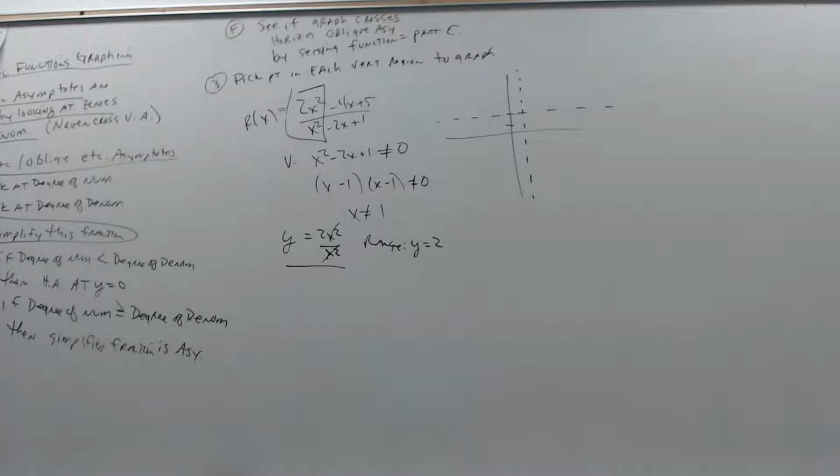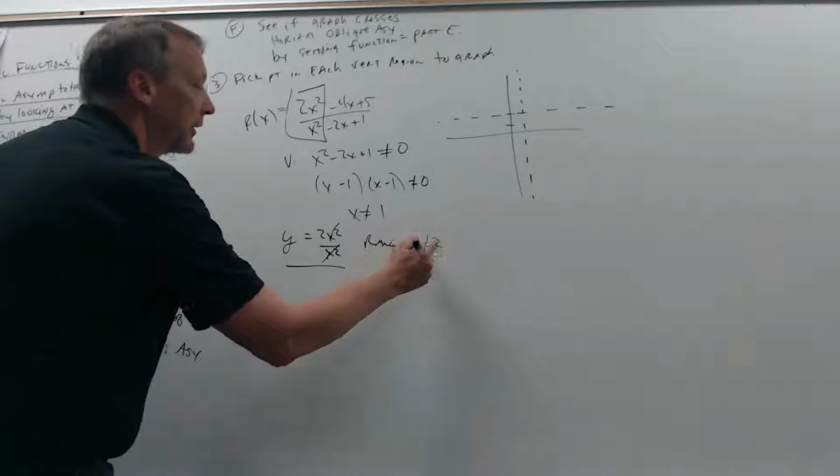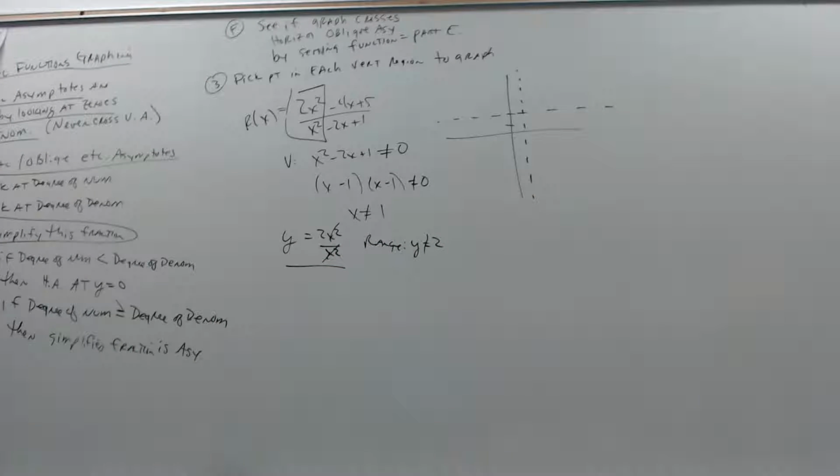All right, so now we need to decide if it crosses. Jackson, your range is y cannot equal 2, right? Y cannot equal 2. Thank you. I said it, but I forgot to put the slash through it.